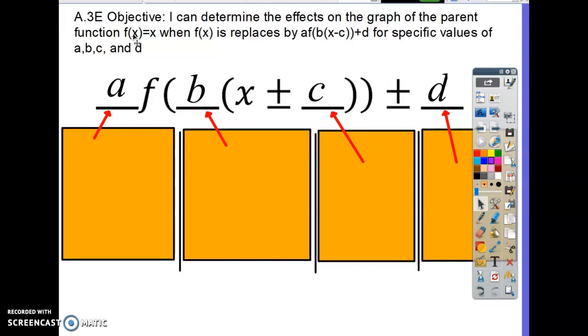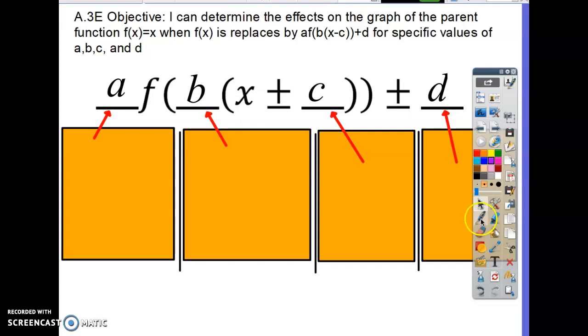So when f of x is replaced by this function, the formula a f of (bx minus c) plus d, for specific values of a, b, c, and d. What I want you to do right now is, on the paper from yesterday that you folded, I want you to write this formula long ways. If you need to pause the video, you can pause the video. Write the formula big on your paper. I'm going to take off these boxes in a little bit, and we're going to talk about each letter one at a time. You should have paused the video and written this really big on the paper, because we're going to have to fit a lot of things underneath it.